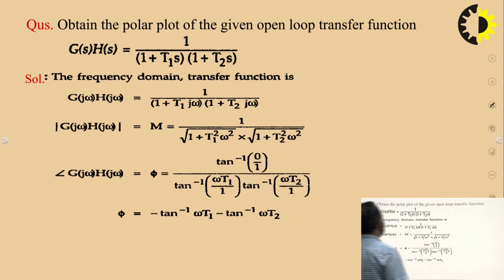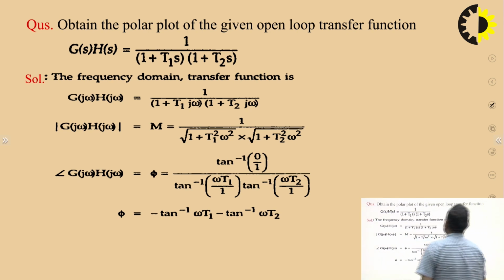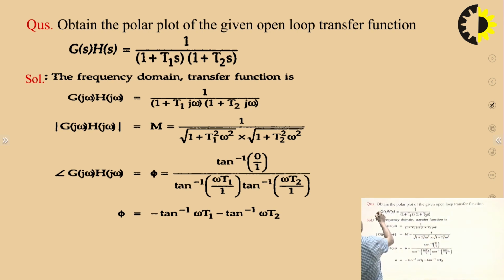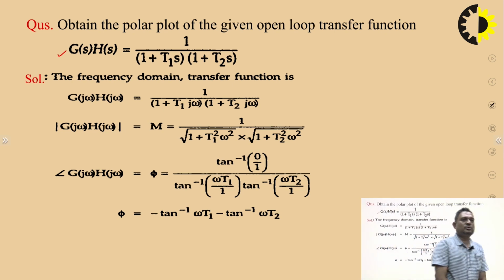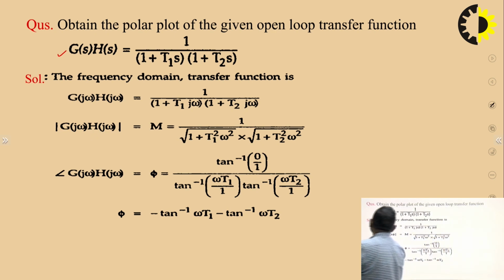Now we have one question: obtain the polar plot of the given open loop transfer function G(s)H(s) equals 1 upon (1 plus T1 s) into (1 plus T2 s). How will we solve it? First of all, we simply put s equals jω in this equation. It becomes G(jω)H(jω) equals 1 upon (1 plus T1 jω) into (1 plus T2 jω). We have simply put s equals jω in the open loop transfer function.